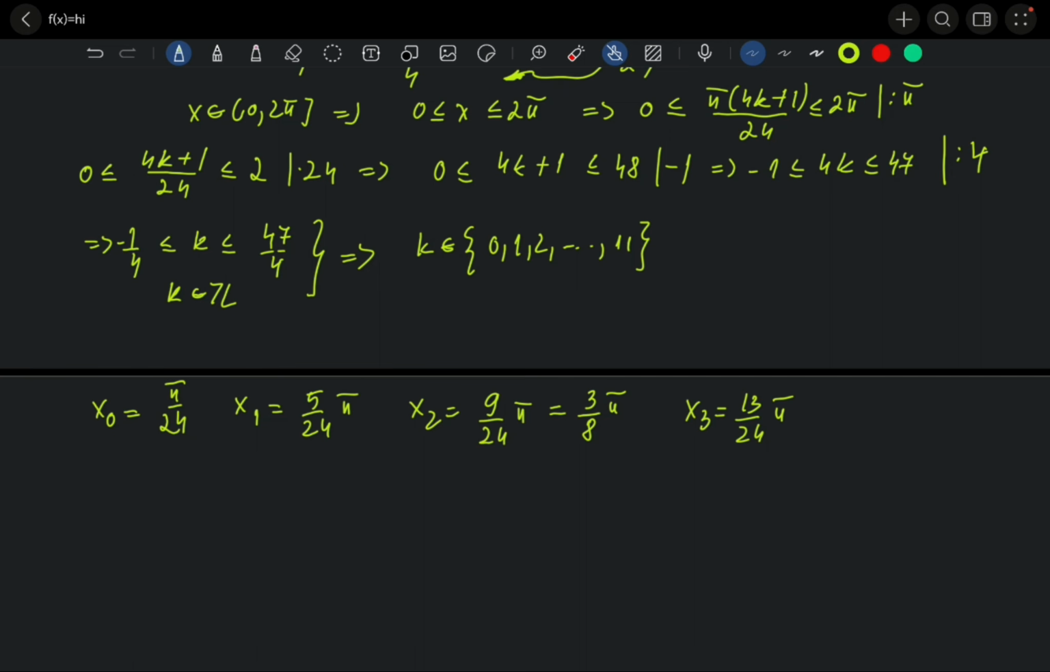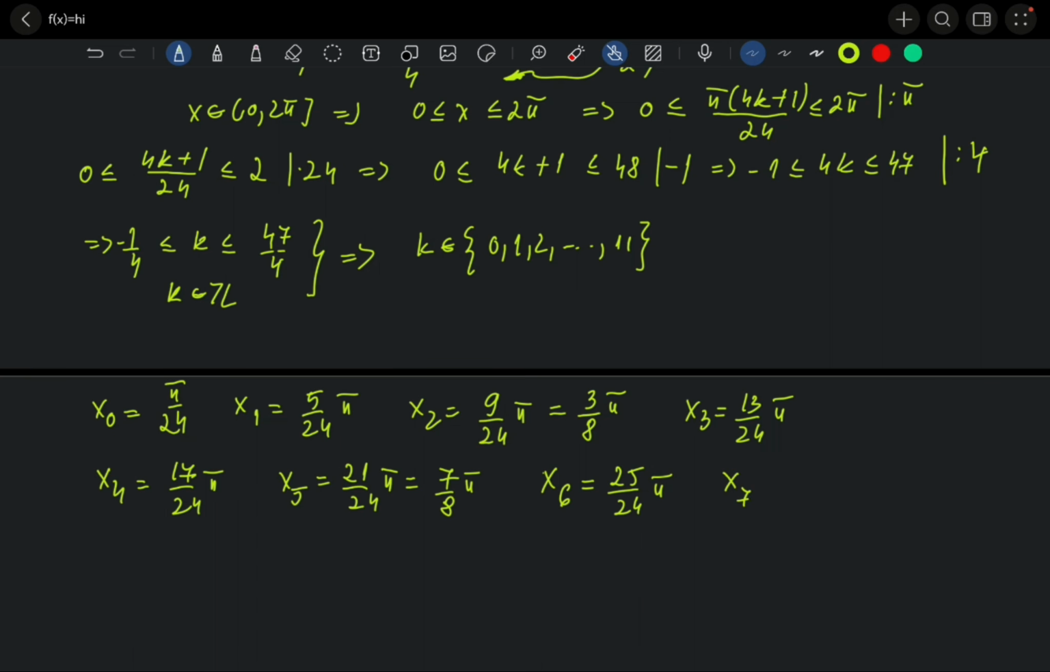When k is equal to 4, we'll get x sub 4, which will be equal to pi times (4 times 4, which is 16, plus 1), so 17 over 24 pi. When k is equal to 5, we'll get x sub 5, which will be equal to 21 over 24 pi, which simplifies to 7 over 8 pi. When k is equal to 6, we get x sub 6, which will be equal to 25 over 24 pi.